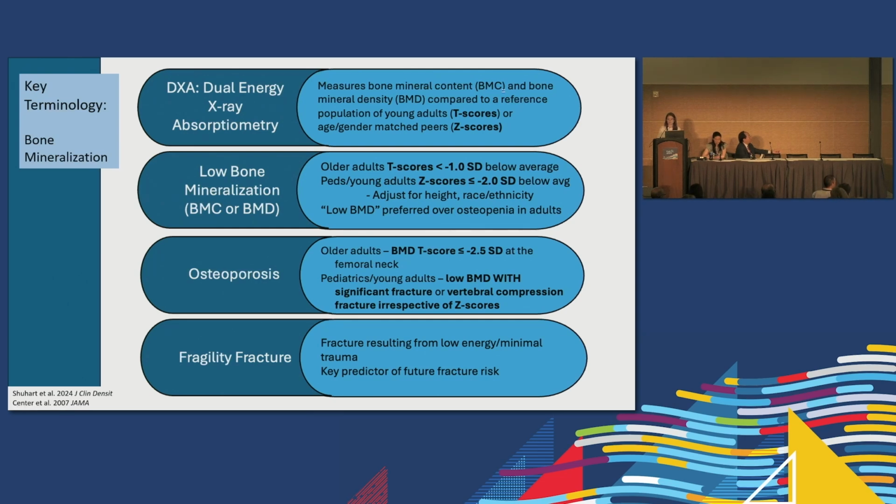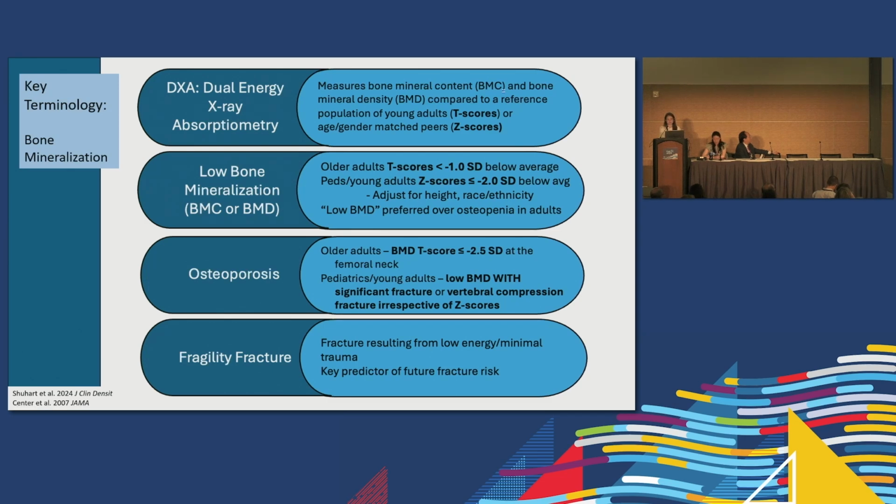In older adults, the outcome measures are reported as T-scores, where you're comparing the individual scores to a healthy younger reference population. And in younger adults, we're using Z-scores. This is comparing to their age and gender matched peers.